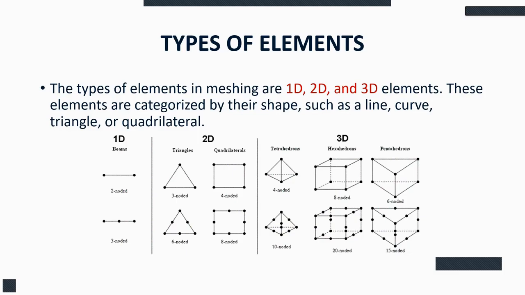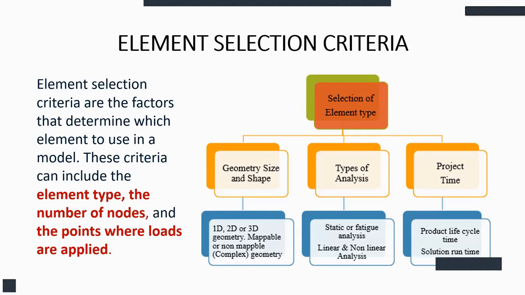4 noded, 8 noded, 6 noded, 10 noded. There is a number of nodes present in that element. On the basis of that, we divide the elements into 4 noded, 8 noded, 6 noded, 20 noded, just like that. These are the types of elements. In element selection criteria, there are three main things we have to study. First is the geometry, size and shape. Second is the type of analysis, and third is the project time.